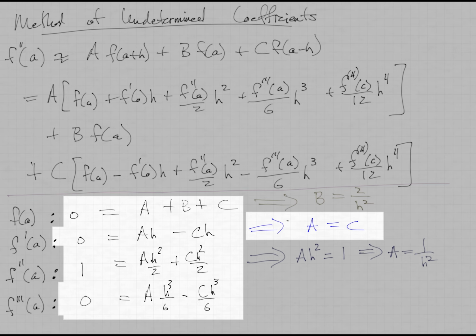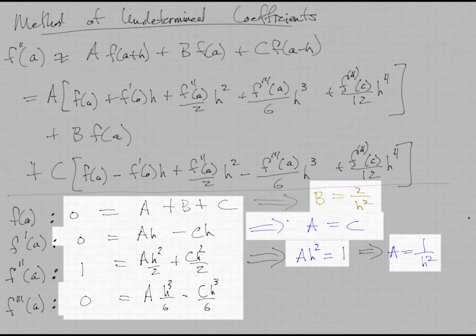Then once you know that a and c are equal, you can say from the third equation that ah squared over 2 plus ah squared over 2, since a is equal to c, must be equal to 1, right? So we get this equation. ah squared must be equal to 1, which means that a must be equal to 1 over h squared. So now we know what a is. That means we also know what c is. And if we plug both those values back into the first equation, we can conclude that b must be 2 over h squared.